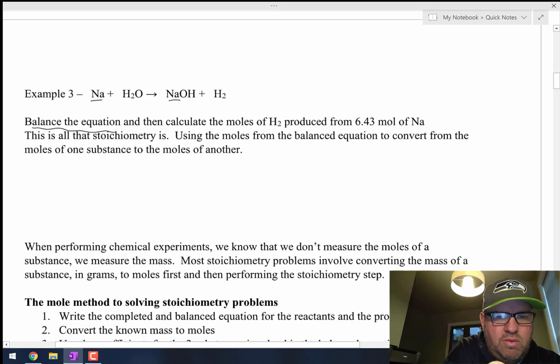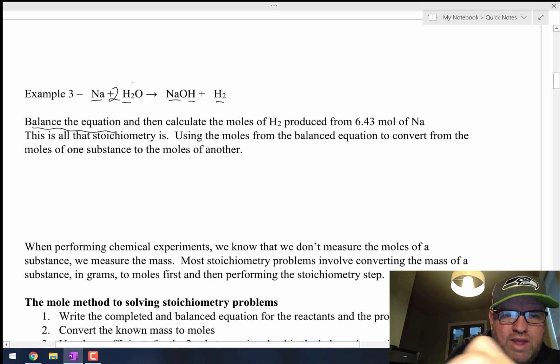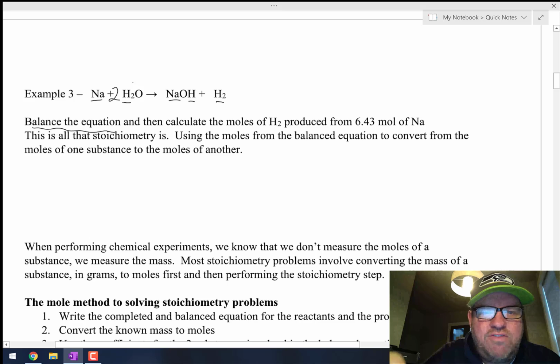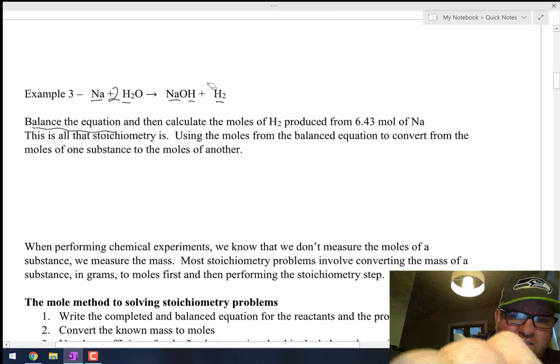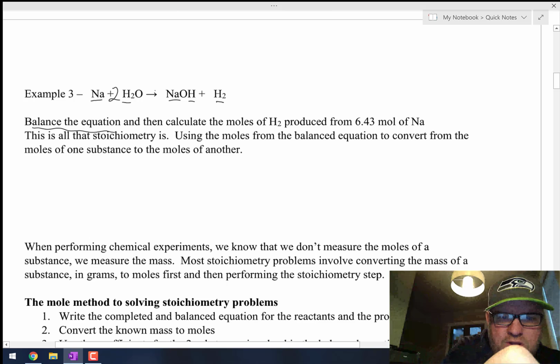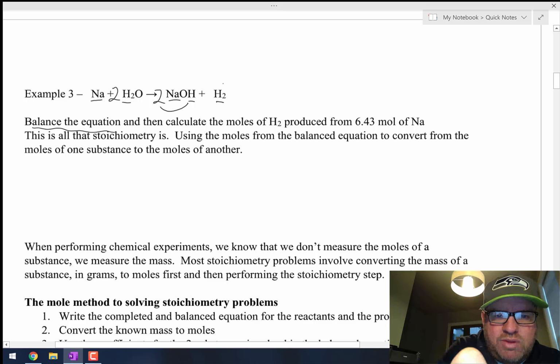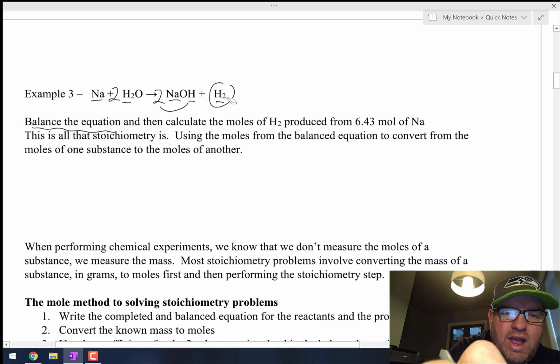1 sodium, 1 sodium, 2 hydrogens. Here's 1 plus 2 more is 3 hydrogens. So I'm going to put a 2 right there. Now that makes 4 hydrogens. So if I put a 2 there, that's going to make 5. I don't want 5. I want to try to see if I can get 4. So I'm going to put a 2 right there. Now that makes 2 hydrogens plus 2 more. There's our 4 hydrogens.